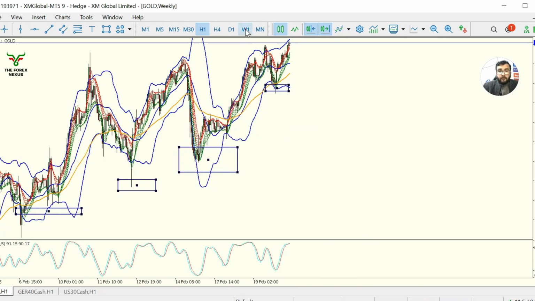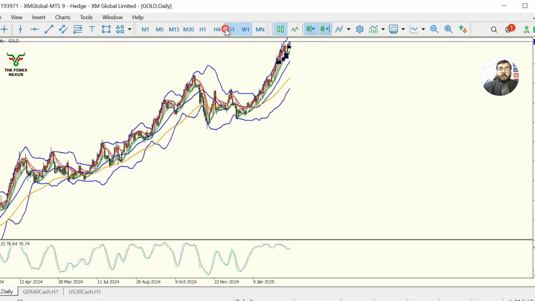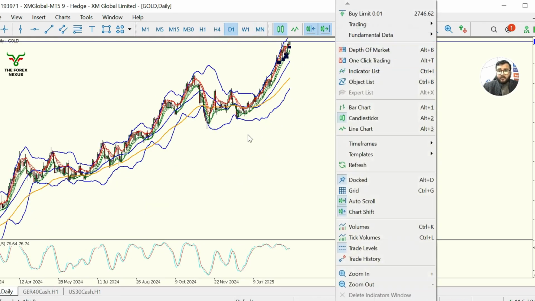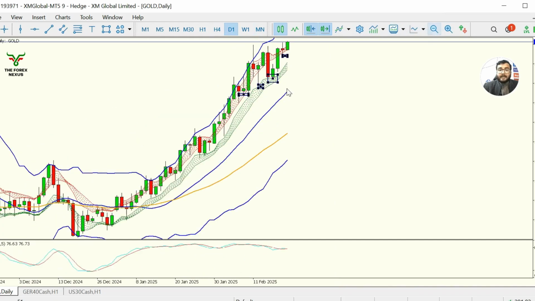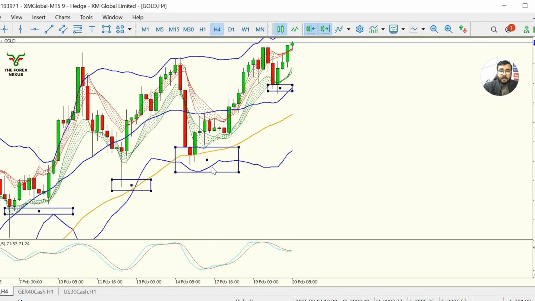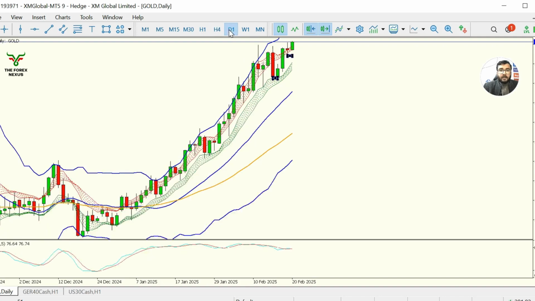If the market is dropping to low BB on the daily time frame, that means the market is forming a weekly re-entry. If the market comes to H4 low BB like this one, let me remove this. So here the market dropped to low BB on the daily time frame, it's a weekly and daily re-entry. So that's why it's quite different from other strategies.